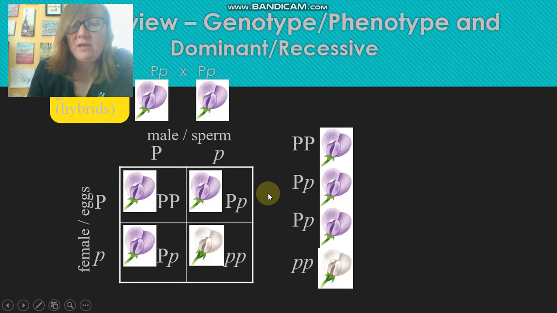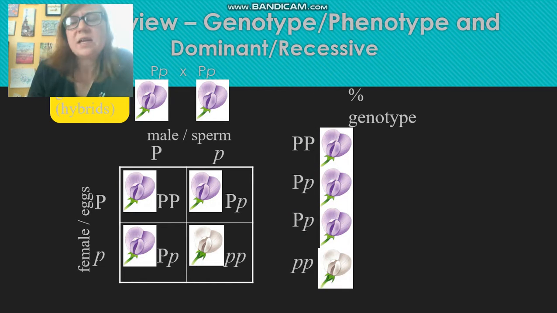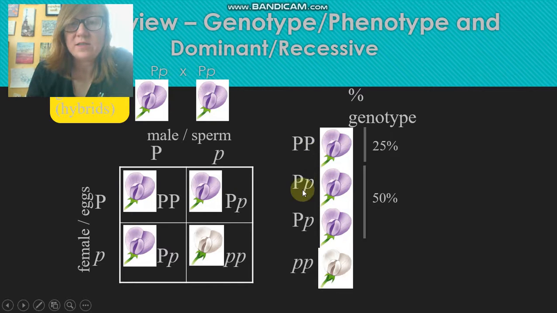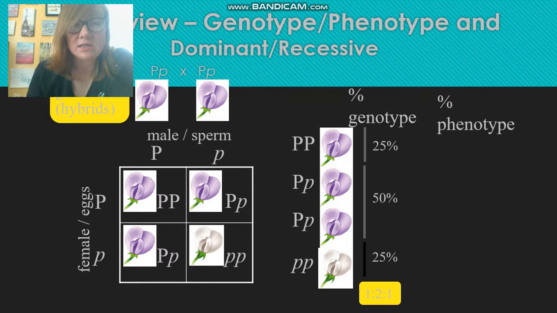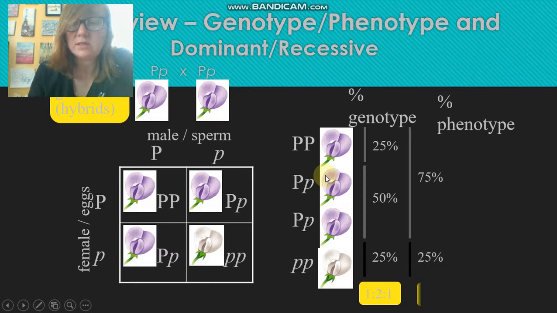So what I have here, I've lined them up. What's the percent of each genotype? 25 for two big P's, 50 for big P, little p, and 25 for two little p's. Okay, that's the percent of each genotype. What if I want to know the percent of the phenotype? Well, 75% are purple and 25 are white.